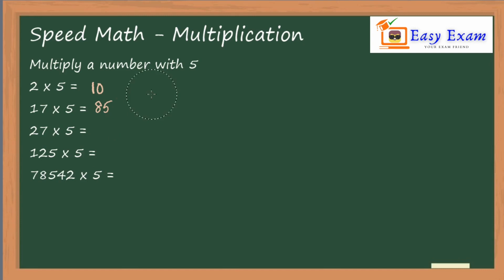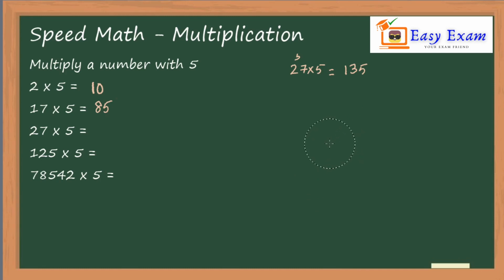The normal method that we used to do is 27 into 5 equals 7 into 5 is 35, write 5 and carry 3. 5 twos are 10, 10 plus 3 is 13. See, 135. This is the method that we are accustomed to from our childhood. So this method will take so much time, and it will cost your precious time during your exam.